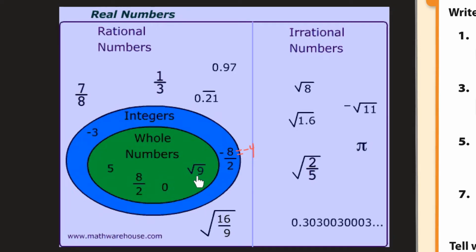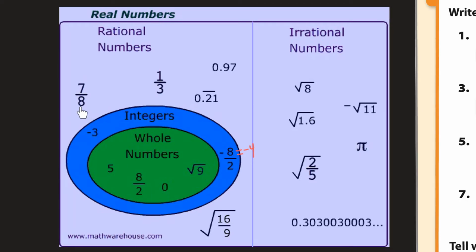the square root of 9. That's 3. 5 is a positive whole number. 8/2 is 4. 0, that works as well. These are all whole numbers. And so the whole numbers make up also the integers. So the integers include the negative whole numbers and the positive whole numbers, including 0.